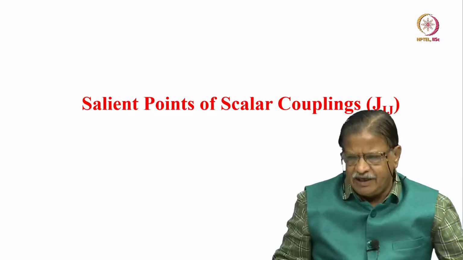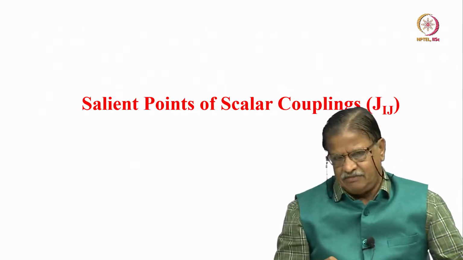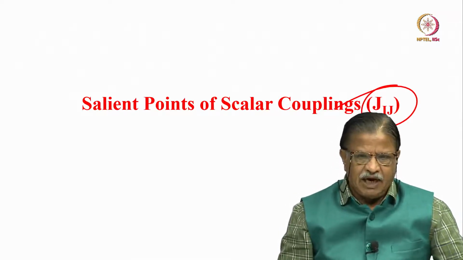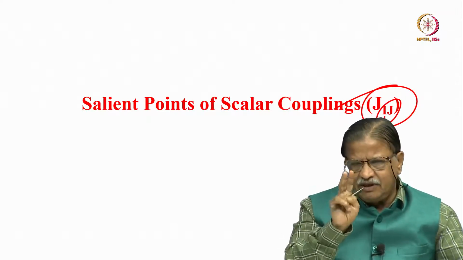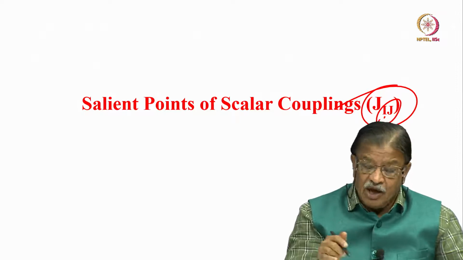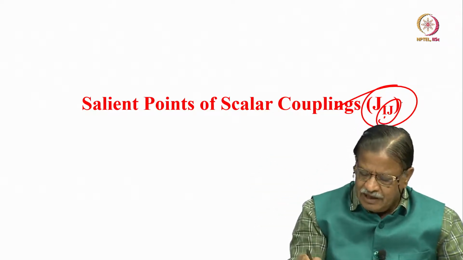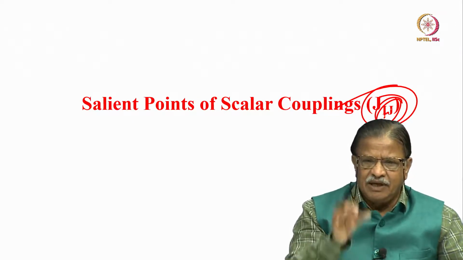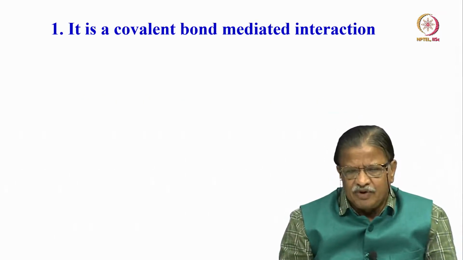Without going into more details, let me tell you something about the salient points of scalar couplings. Scalar couplings are generally represented by Jij. I and j are the two interacting nuclei. Always we discuss interaction between two nuclei. One nucleus can interact with many other nuclei, no problem, I will show you that now. But for any two interacting nuclei i and j, the interaction strength, the scalar coupling, is given by Jij. Now, these are a few points you should remember.